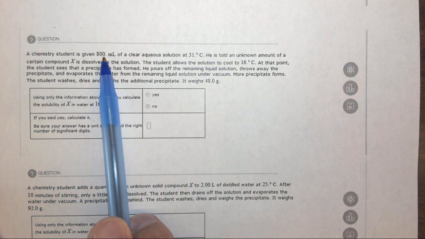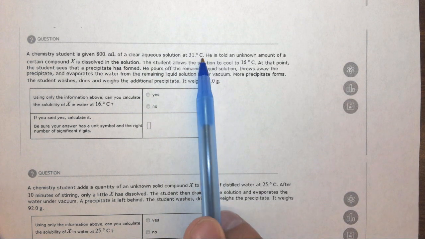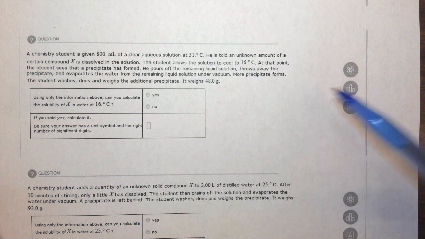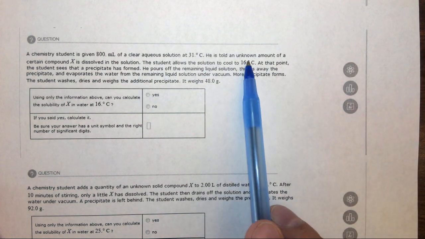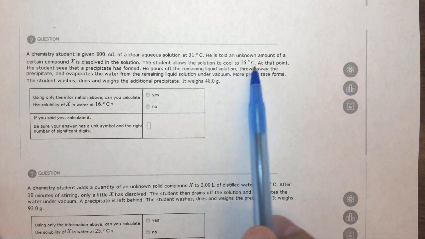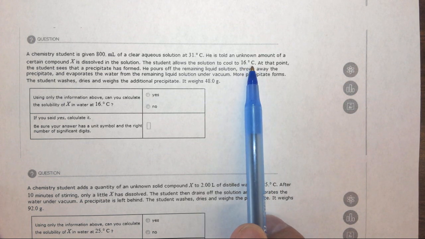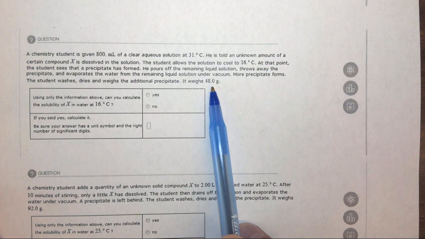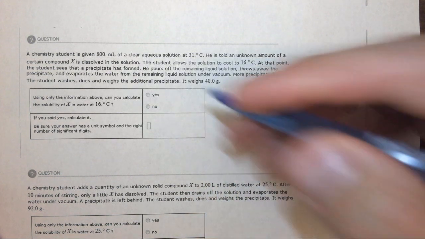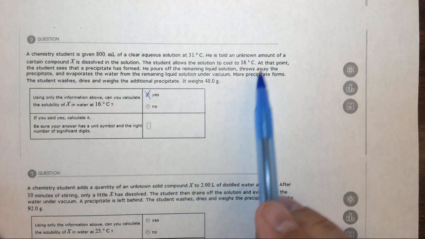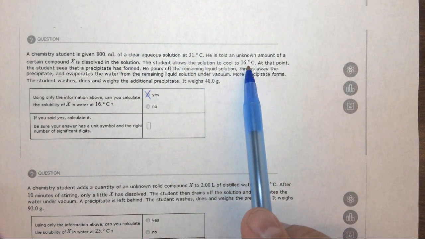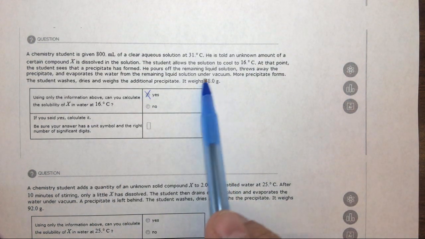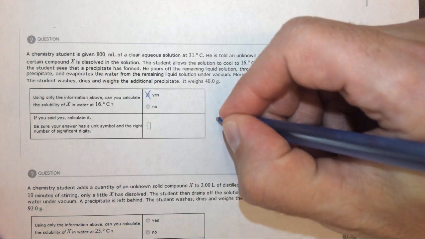So in this case, the student had 800 milliliters of a clear solution at 31 degrees C. He cooled it down to 16, and when it got to 16, he saw a precipitate form. That means we've reached the solubility, the saturation point, or the solubility limit of the solution. He then evaporates that solution and finds that the mass of the salt is 48 grams. So in this case, yes, you can determine the solubility limit because you see a precipitate at 16 degrees C. So you can determine the solubility at 16. In fact, it's 48 grams per 800 milliliters.